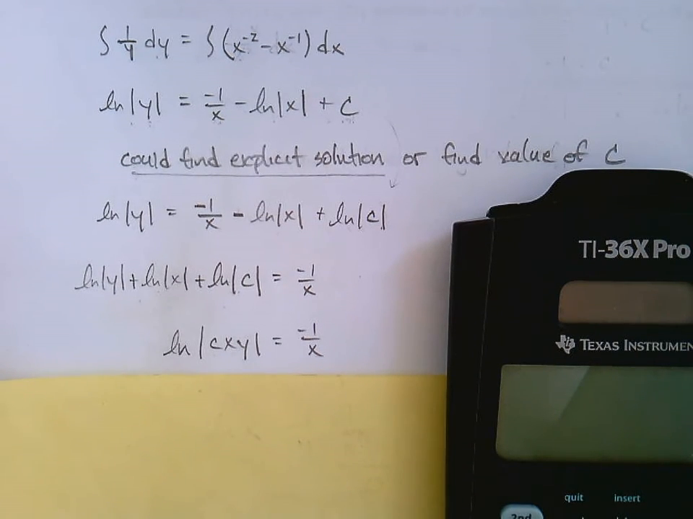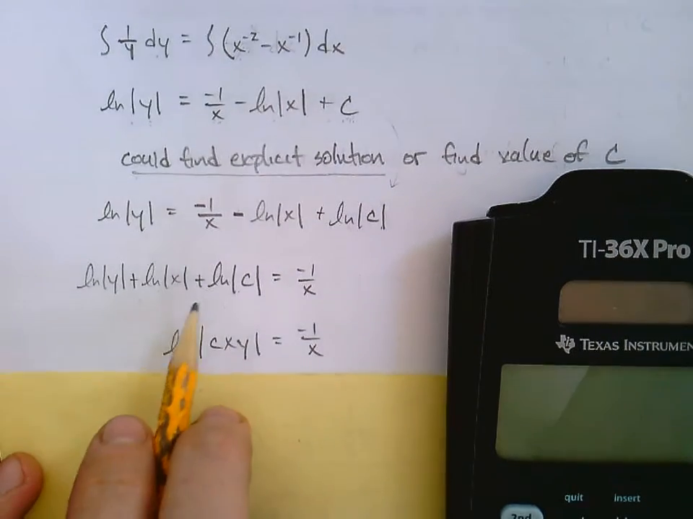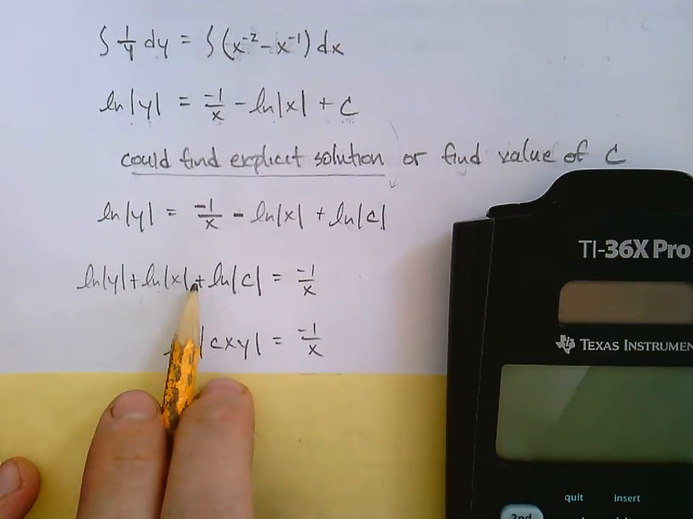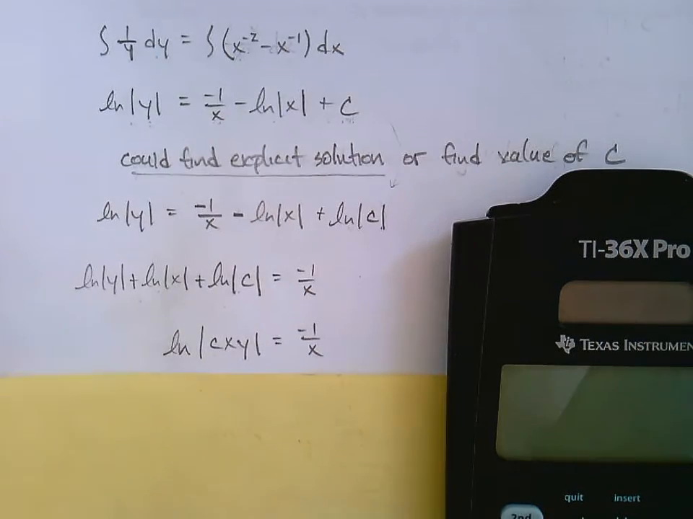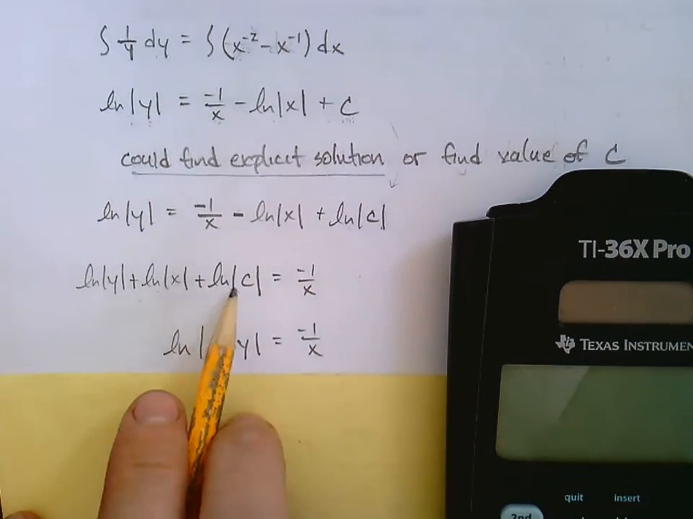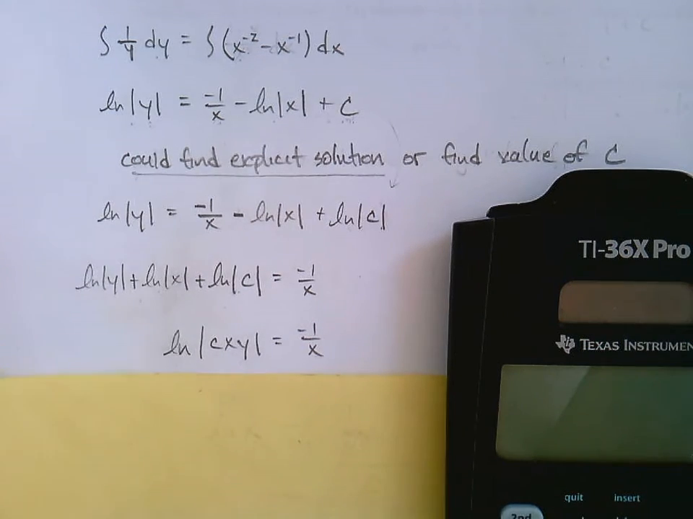Remember your laws of logs. And that really shows you why we didn't want to think of it as subtraction, because subtracting we'd be x times y divided by c. There's no reason to do that. Let's add them all and say c times x times y.